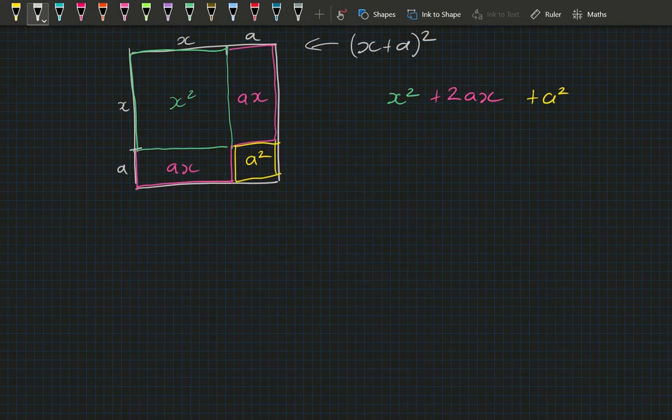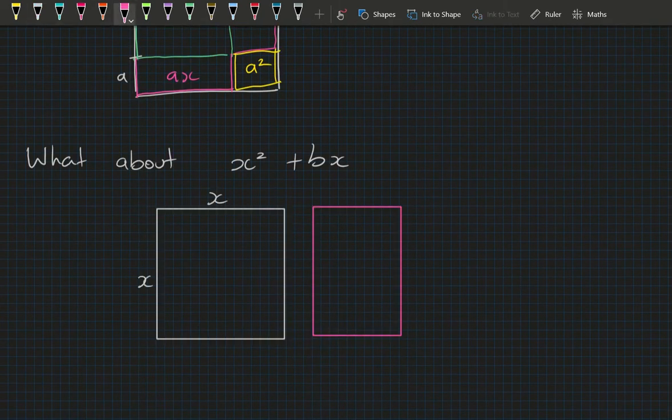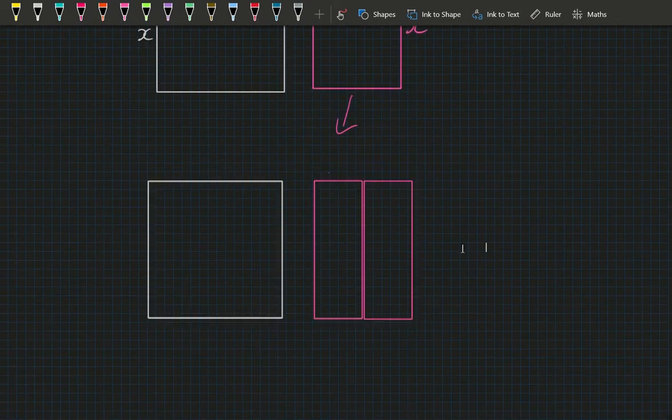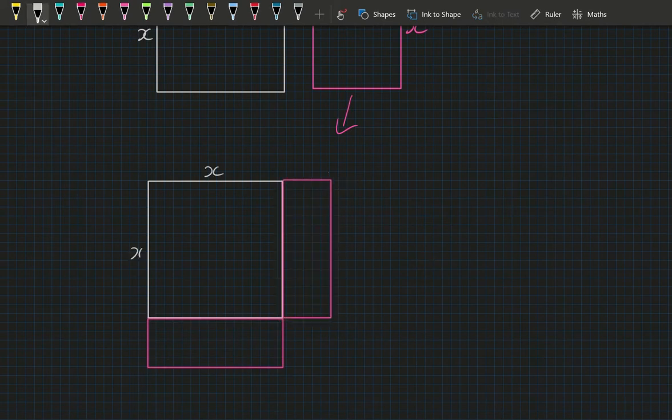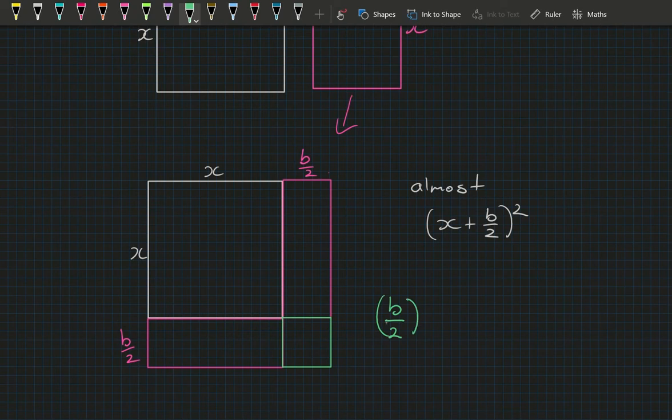Now what if we are presented with x squared plus bx, which we can represent graphically with a square the size of x and a rectangle of b times x. If we break that rectangle into two and arrange it around x squared, and these sides are x, and these sides are b divided by 2, you can see we've almost got a square of (x plus b on 2). We're just missing this little square down the bottom here, and this must be (b divided by 2) squared.